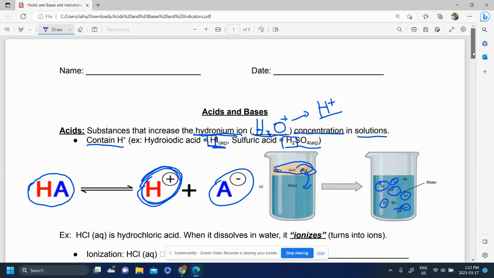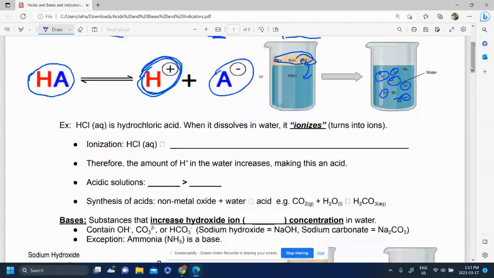So we often say that when we put an acid in water, when it dissolves, it ionizes. Ionizes essentially means that it turns into its ions. It separates or turns into its ions. In reality, the acid doesn't really exist as ions until you put it in water. That's why we say ionizes. It's like transforming into ions.